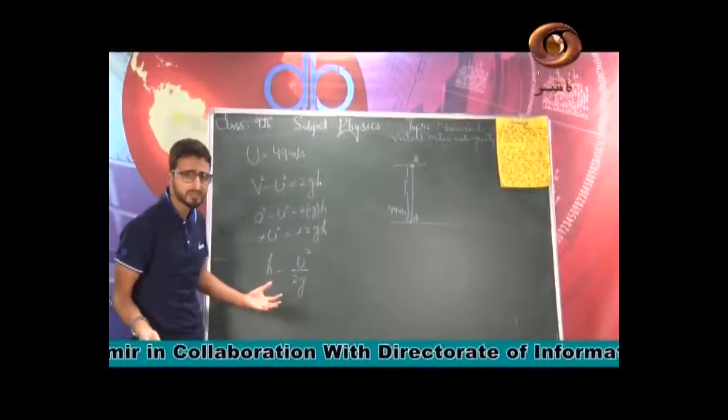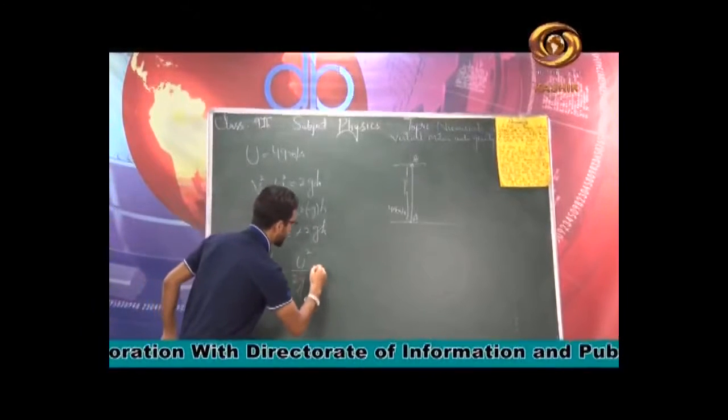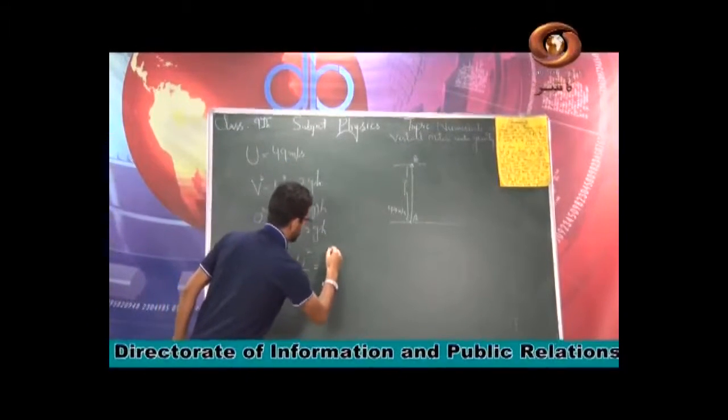Now simple, you have to substitute the values now. What will I write in place of u square? Yes, the initial velocity is 49.